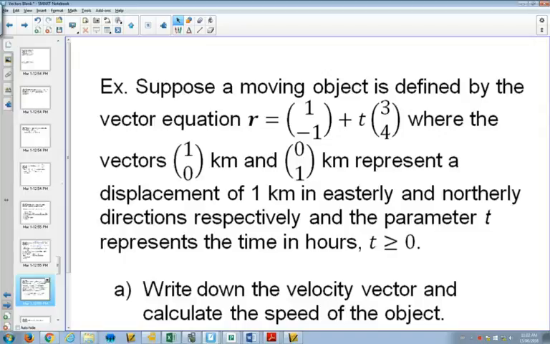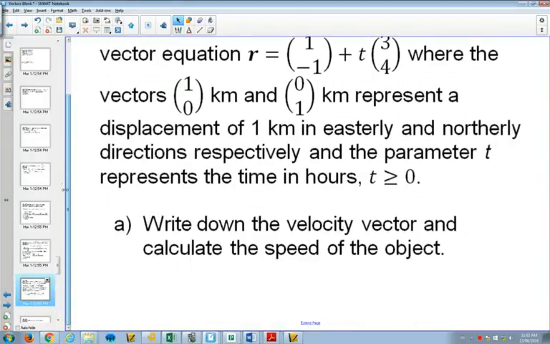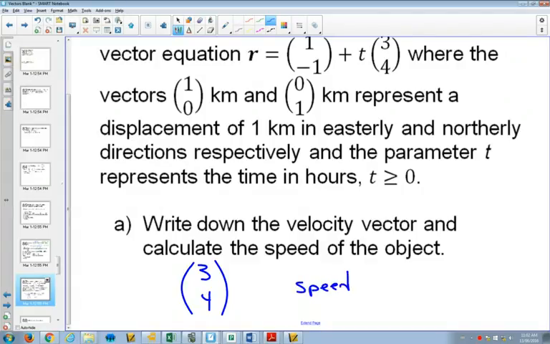So here we've got an object. It's got its starting point at 1, negative 1, and a velocity vector of 3, 4 in kilometers, and we're looking at time in hours. So the velocity vector here will be the 3, 4. And if we find the length of that vector, a squared plus b squared equals c squared, we will get the speed to be 5 kilometers per hour.